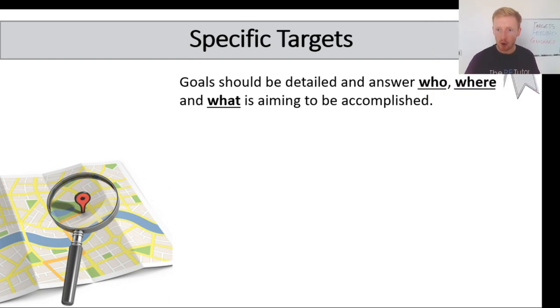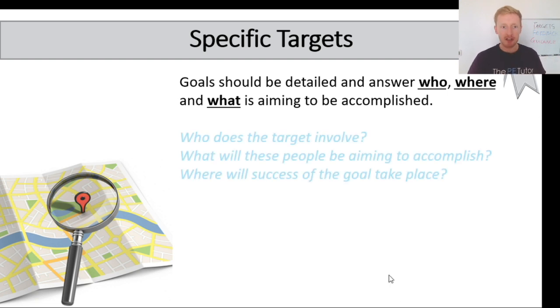So, who's involved? Where is this performance going to happen? Now, where do you expect to meet the goal for the final time? Where do you expect to put in the training? What is aiming to be accomplished? So you need to be really specific, really detailed on what it is that you're trying to achieve.